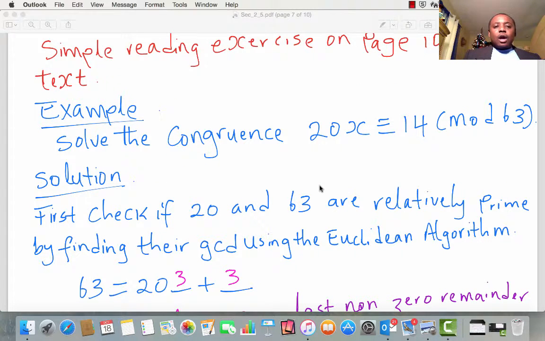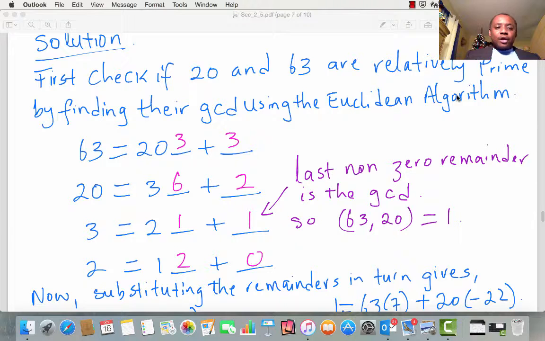Example: solve the linear congruence 20x congruent to 14 mod 63 if possible. Again, the first thing you want to verify is that 20 and 63 are relatively prime. If they are relatively prime, then that means a solution exists and we just have to find it. Using the Euclidean algorithm, we would find the GCD of 63 and 20. 63 equals 20 times 3 plus 3. 20 is 3 times 6 plus 2. 3 is 2 times 1 plus 1. And 2 is 1 times 2 plus 0.